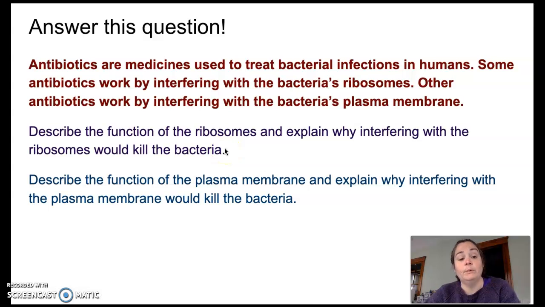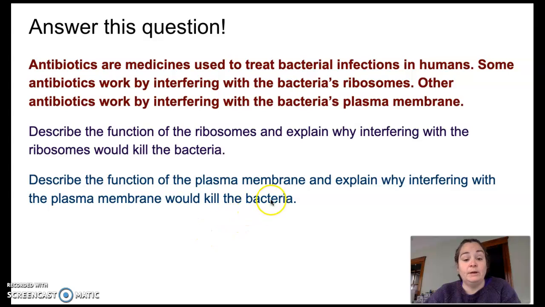So from before, we remember that ribosomes make proteins. If the bacteria can't make proteins, they can't do anything. They can't reproduce. They can't break down sugar for food. They can't make ATP. They're kind of locked, they're stuck. So if we attack the factories, the whole cell will shut down.